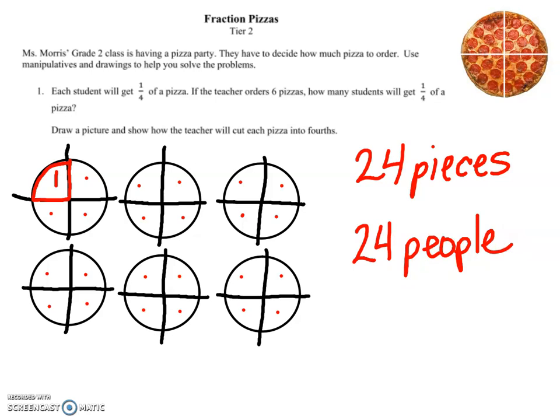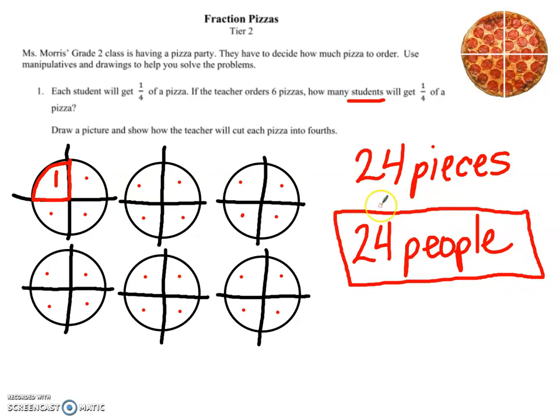Okay? Okay, so we did what it asked, right? Each student is going to get a quarter of the pizza. If there's 6 pizzas, which we drew, how many students will get? Well, 24, well, I said people, but really students, right? So there's 24 pieces or parts available for people to eat. So that means that 24 people can eat, okay? All right, so that answers the first problem. And we showed our thinking by drawing a picture and breaking it into equal parts.